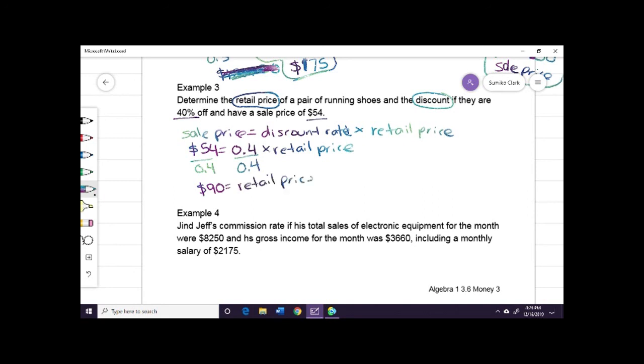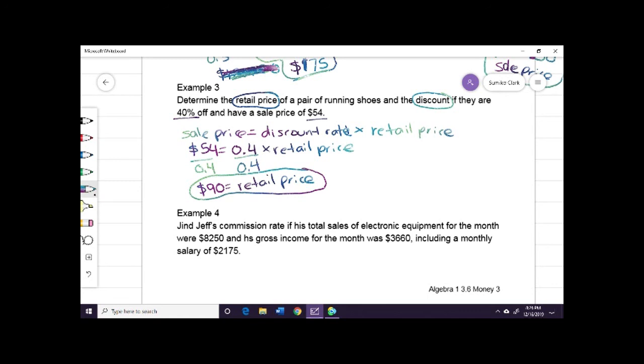And then we can check these, right? And we should be checking them. I don't want to take that much time on a video, but we can quickly see, well, 40% is almost 50%. And so if it was $90, 50% would be $45. And so that's about right. So we're in the right ballpark. But we're still not done because it wanted to know what the discount was.